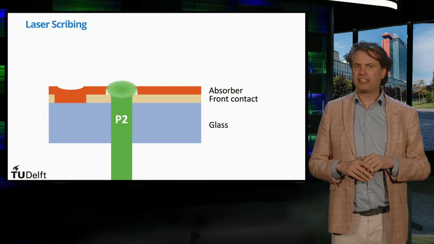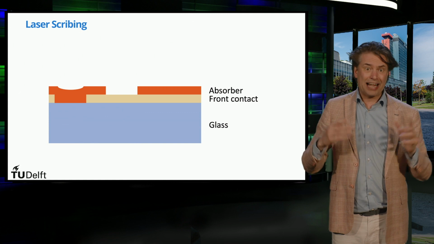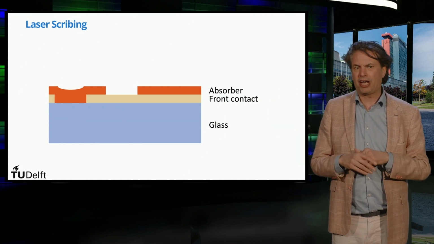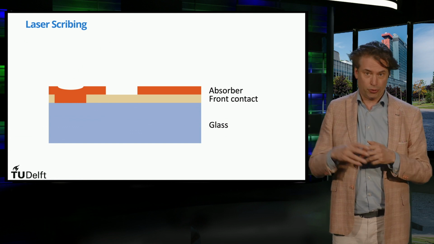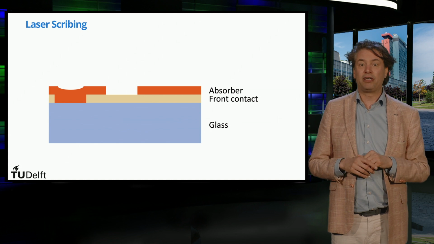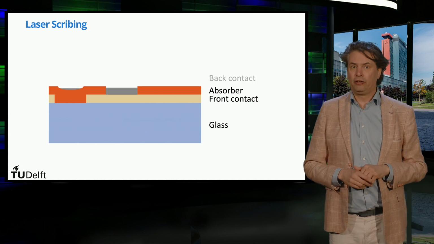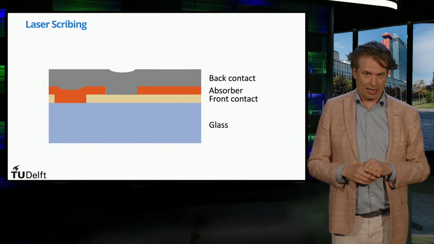The wavelength of the laser has to be chosen such that it is not absorbed by the glass and transparent front contact, but in the absorber layer. For example, in the case of amorphous silicon absorber layer, green laser light can be used. The P2 laser scribe leaves a gap in the absorber layer. This gap is filled with the deposition of the final layer, which is the metallic back contact.